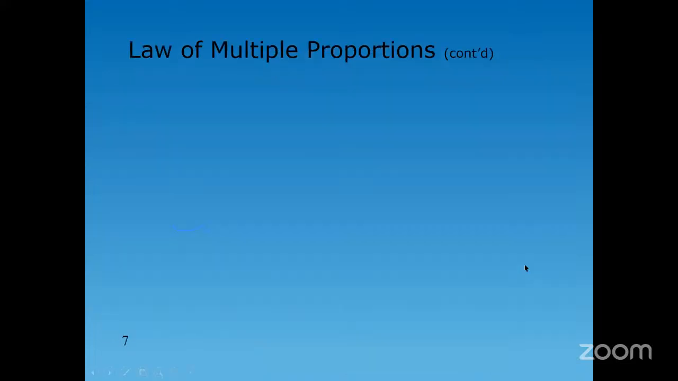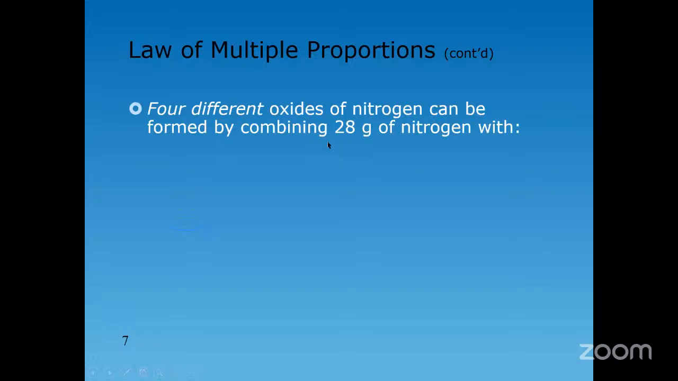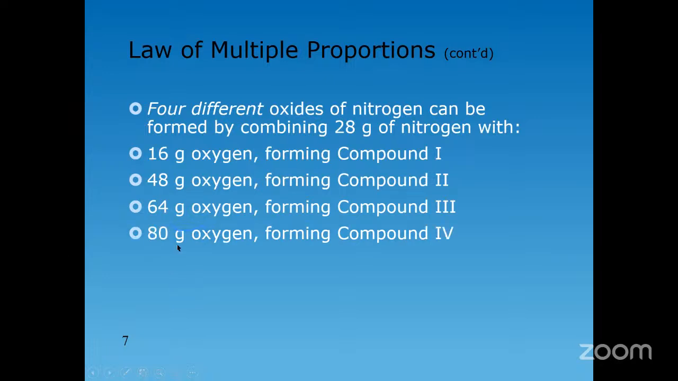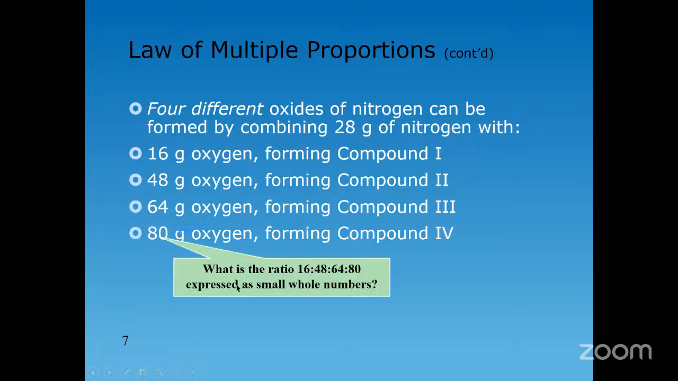I think I have another example here. In the case of oxides of nitrogen that can be formed by combining with 28 grams of nitrogen, right? What you'll find is that in one particular case, 28 grams of nitrogen will react with 16 grams of oxygen. In another case, it will react with 48 grams of oxygen for the same mass. In another case, it's going to react with 64 grams of oxygen for the same mass. And for the fourth and final case, it's going to react with 80 grams of oxygen for the same mass of nitrogen. So again, if you closely examine these numbers here, you can see that we can basically express them as small whole number ratios, right?